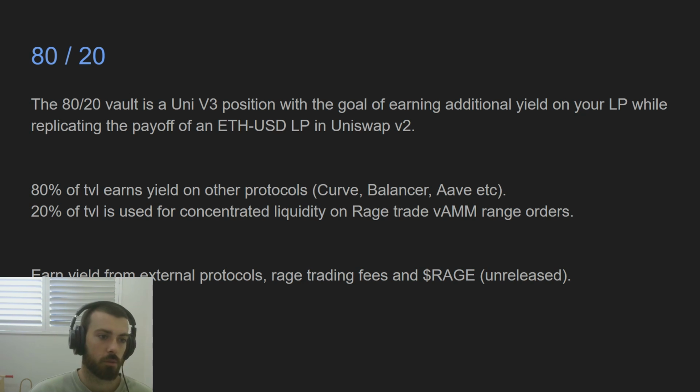So the actual vault, the 80/20 vault, is a Uni V3 vault. It's got the goal of emulating what an ETH USDC position in a Uni V2 would give you, what those rewards. So 80% of the TVL is sitting in the protocols where your LP token came from, and 20% of it can be used as liquidity for the virtual automated market maker. So you're getting basically all of the yield from the regular LP token, plus the trading fees on Rage, and Rage once the token's released. There's not a whole lot of information I've been able to find on what it actually does or what the value capture is for it, but we'll have to see.